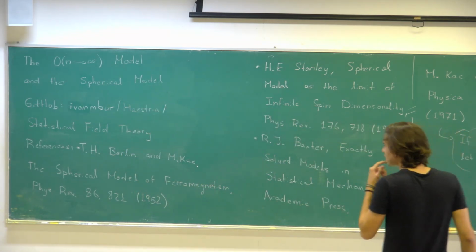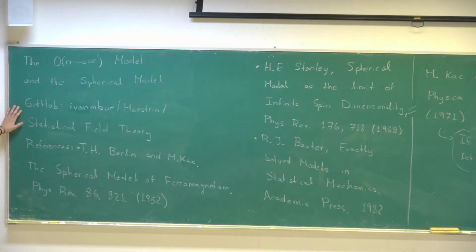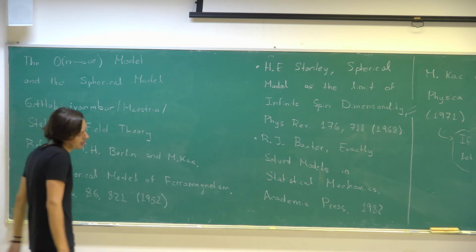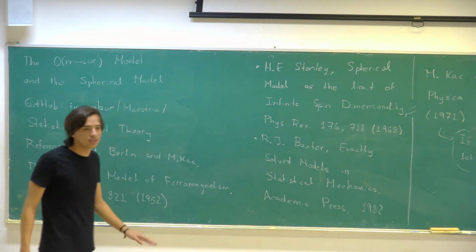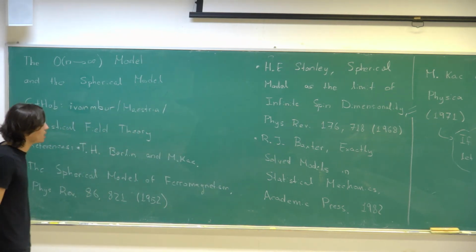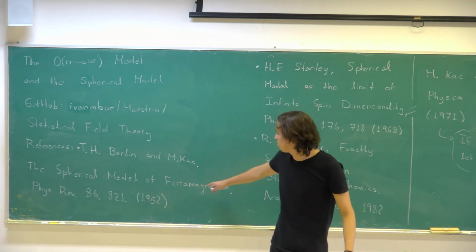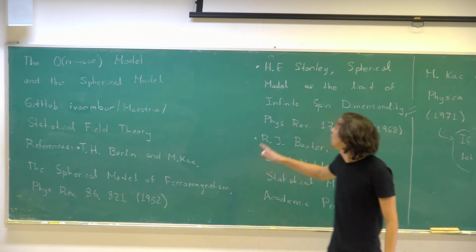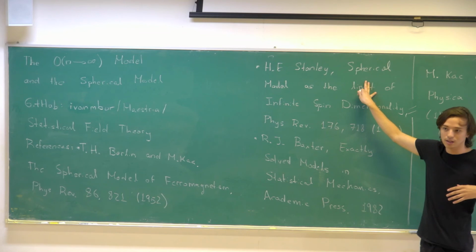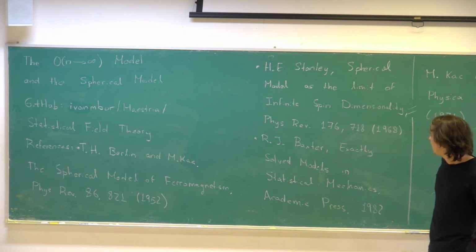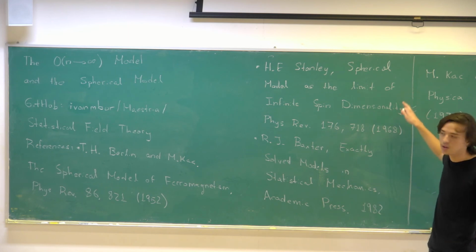So the basic references are the notes you can find in my GitHub page, which is Maestria Statistical Field Theory. It isn't uploaded yet, but I'll upload it this afternoon. The basic references are by Berlin, Kac, and Stanley. Berlin and Kac here were the first to study the spherical model. And here's a reply to that model. It's saying that it's just the O(n) goes to infinity model. This is Baxter's book, the one that I based myself on for solving the spherical model.